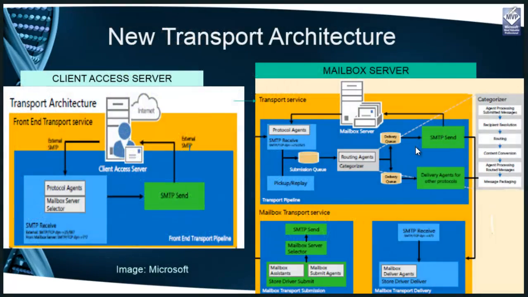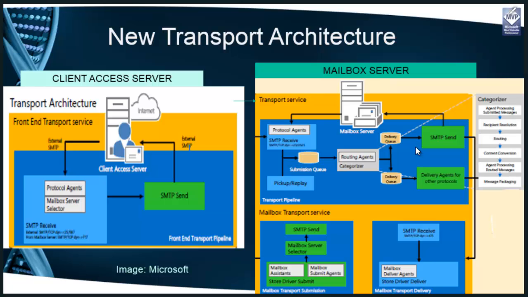All right, starting with architecture. Exchange 2013 has come up with a new Exchange transport architecture, which is going to make it pretty easy for Exchange to deliver the messages and give more high availability. So we'll start with client access server. The client access server can send and receive emails from the internet using the front-end transport service, which resides on the Exchange client access server.